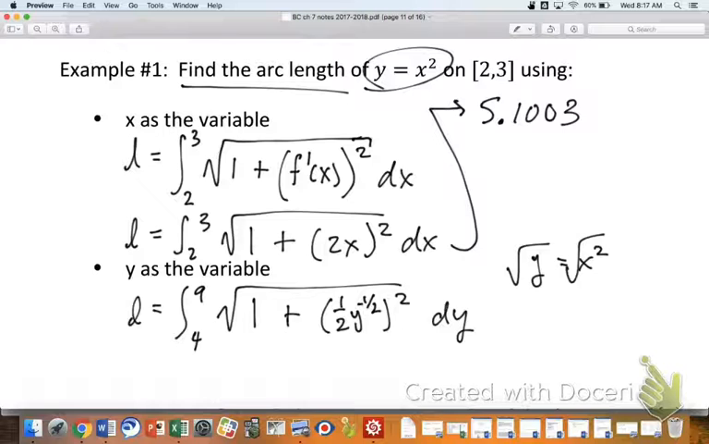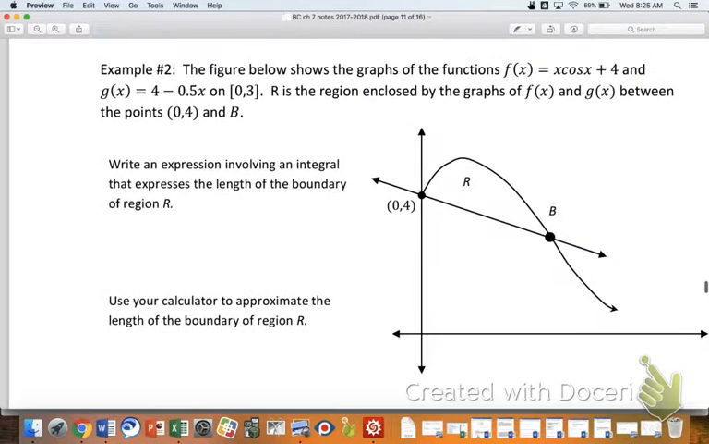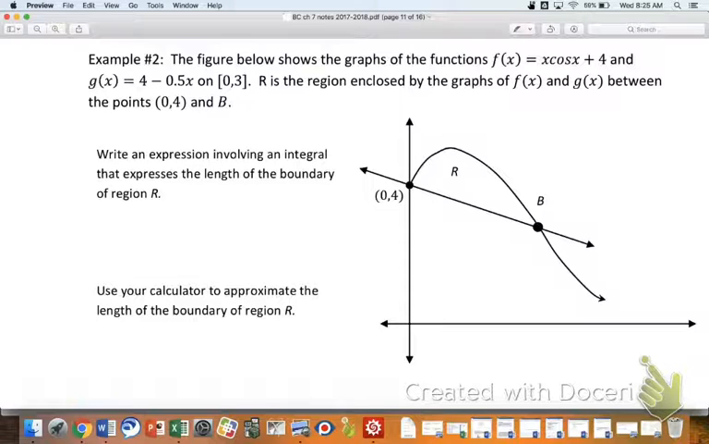Okay, awesome. So then the final task I have for you today is example number 2. It is obviously a very different looking graph than what we had before. We've got this x cosine x plus 4 and this other line, both on the interval from 0 to 3. R is that region you can see labeled. It says, write an expression involving an integral that expresses the length of the boundary of region R, so like the full boundary, and then use your calculator to try to evaluate that. So this will be our final task today. See how it goes.